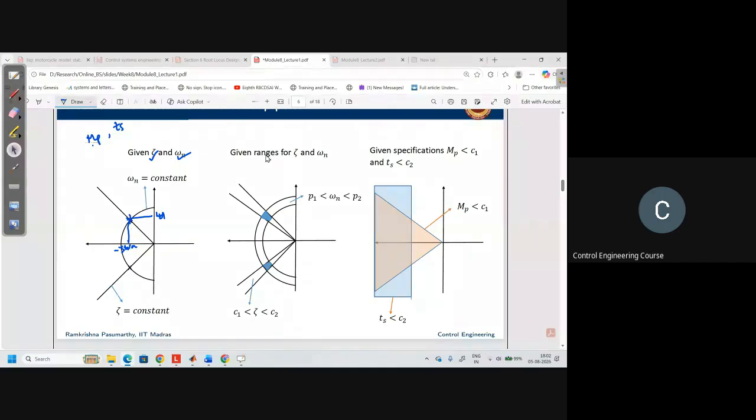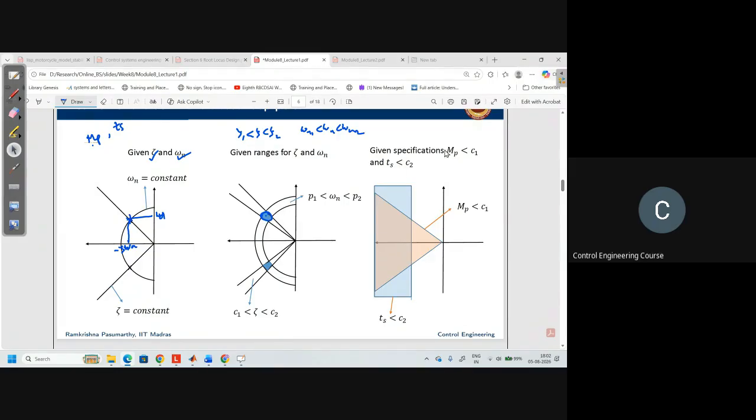Sometimes they will be given ranges of zeta. That means they will give some zeta 1 less than zeta less than zeta 2. Like that they will give for omega n also, omega 1 less than omega n less than some omega 2. Then this is your area of interest. You need to design a controller such that your dominant pole should be in this area.